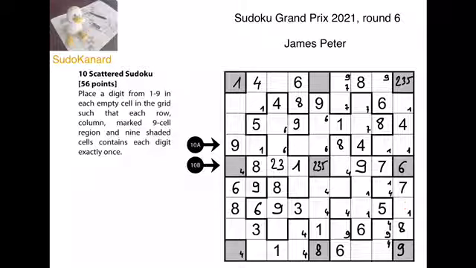What about this row? It still needs 2, 4, 7, and 1. 4, no, 2, 1, 2, yes, it needs a 4. So 1, 2, 7, 4. So this is 1 or 2. 1, 2, or 7. 2, 4, or 7. 2, 4, or 7.